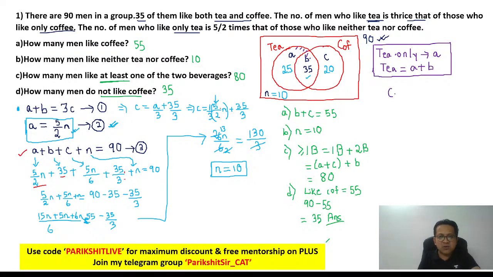Similarly, if I ask you how many people like coffee only, your answer is going to be C. But if I tell you how many people like coffee, it's the entire coffee circle. So your answer is going to be B plus C. So for more details on this, please refer to part 1 of my videos. Part 1 we discussed only this. Part 2 is where we are solving sums. So please refer to the part 1 video and all your queries will get clarified.